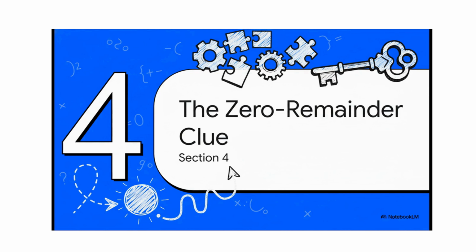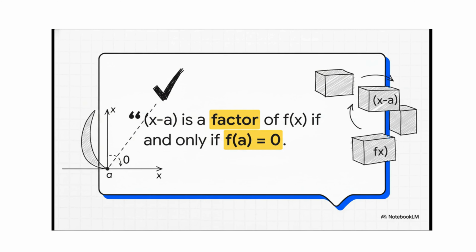So what happens when that amazing shortcut gives us an answer of 0? Well, that is a very special clue. It's like finding a secret message, and it leads us directly to section 4, where we uncover a master key for factoring these things. This is the factor theorem, and it's the next logical step. It says that if you plug in a and you get 0, that means there's no remainder. And if there's no remainder, it must mean that x minus a divides the polynomial perfectly. In other words, x minus a is a factor.